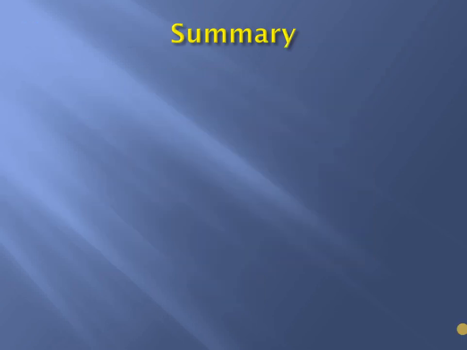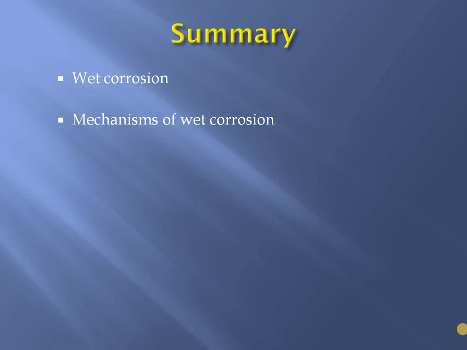So in summary, we have discussed wet corrosion, then we have discussed two mechanisms of wet corrosion, that is hydrogen evolution mechanism and oxygen absorption mechanism, and further we have discussed hydrogen evolution mechanism in which the hydrogen evolution takes place at the cathode while the anodic metal will undergo corrosion.